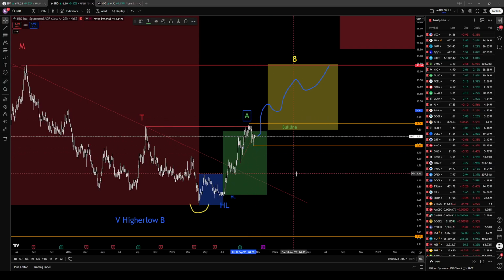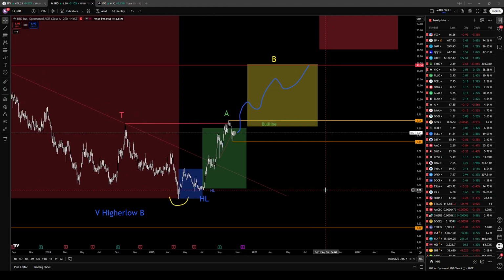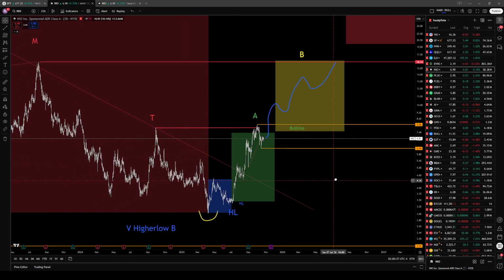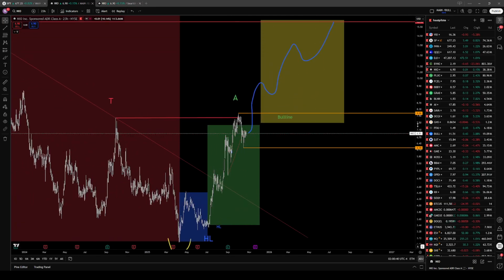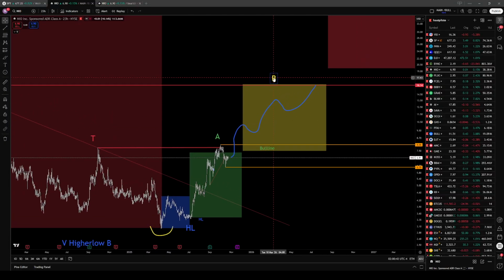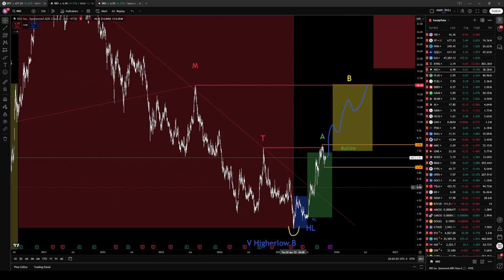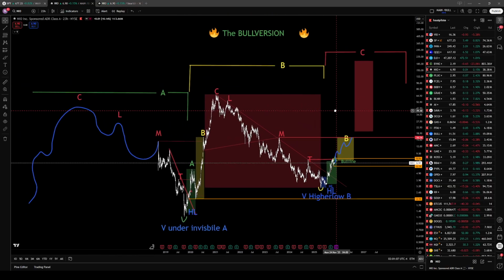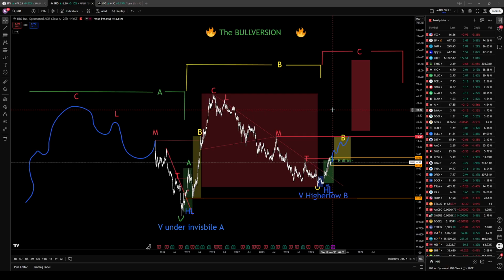And we would be in the A pullback. For the bullish version, this A pullback is finished on the 0.5, and we would be already in the bounce, and our next target would be B, around $16. For confirmation, just break $8 and we go to A. So the bullish version looks good. I'm tending more to the bearish version, but again, it's not really a bearish version.